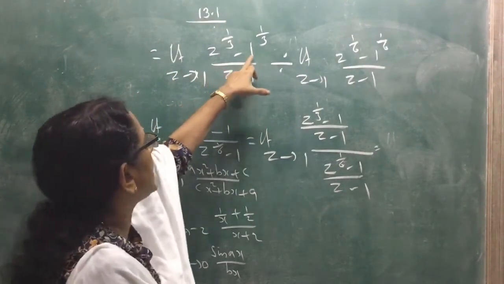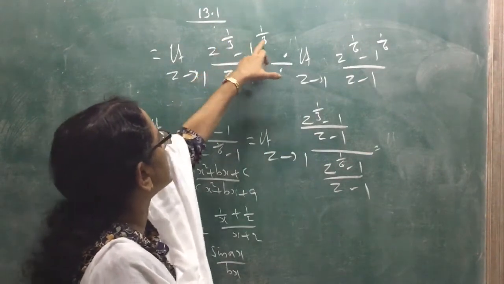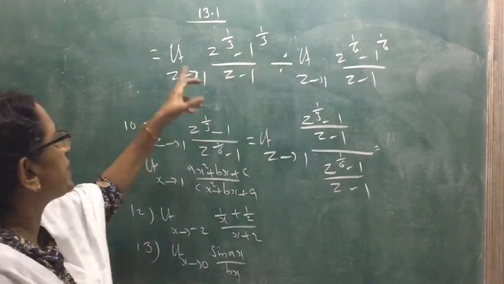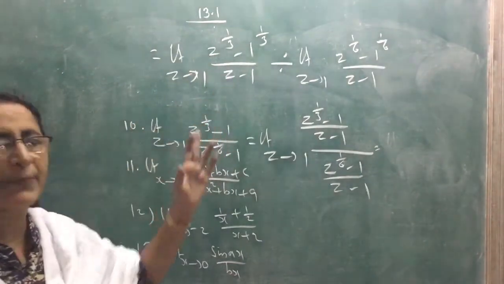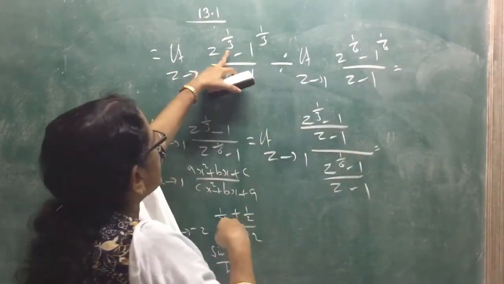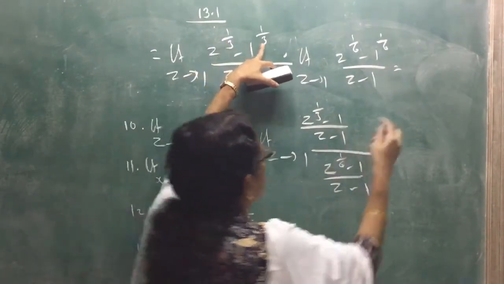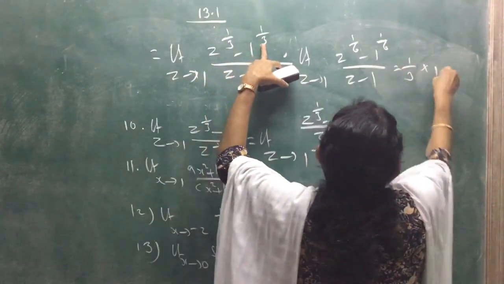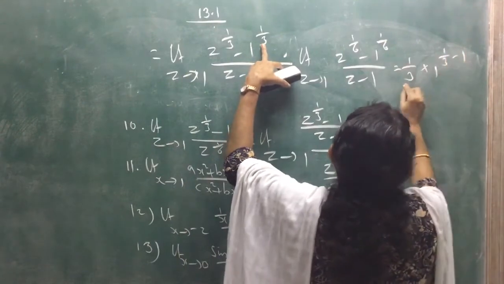In the place of a it is 1, in the place of n it is 1 by 3 and 1 by 6, and in the place of x it is z. So we can apply the formula. Here in the numerator, n into, what is n here? 1 by 3, that is n. 1 by 3 into 1 raised to 1 by 3 minus 1, divided by.